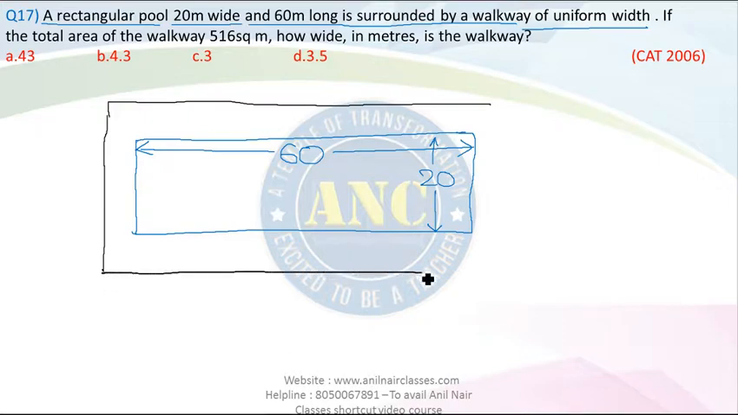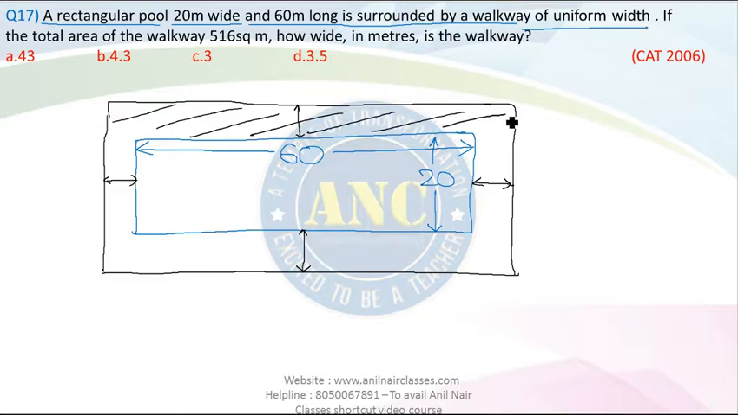What is the meaning of width is uniform? Width is uniform means this particular distance is nothing but this particular distance, that is nothing but this particular distance, and that is nothing but this particular distance. The distance between the pool and the walkway should be constant in all the cases. This is my walkway, what I am shading in black color right now.